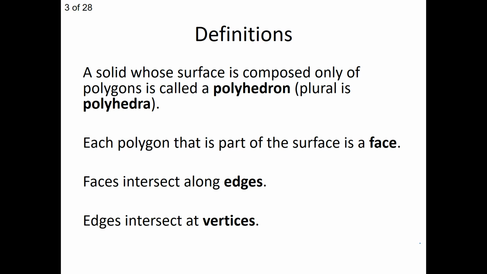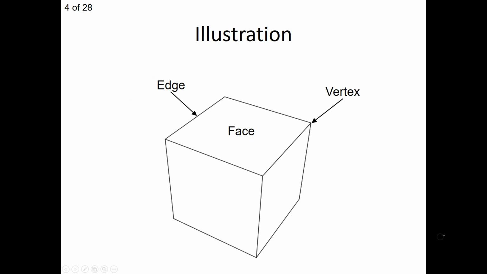So by looking at each of the flat planes that are the surfaces that make up the solid, we're going to call those faces. Where those faces intersect, we're going to say that they intersect along what's called edges. And then where those edges intersect, we're going to call them vertices. So I've got a diagram of this. Let's take a look at what that looks like.